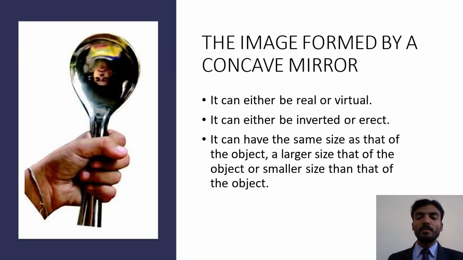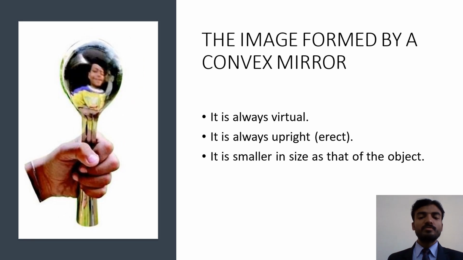The image formed by a concave mirror, what are its properties? It can be either real or virtual, and either inverted or erect. It can have the same size as the object, a larger size than the object, or a smaller size than the object. The image formed by a convex mirror, what are its properties? It is always virtual, always upright, and smaller in size than the object.